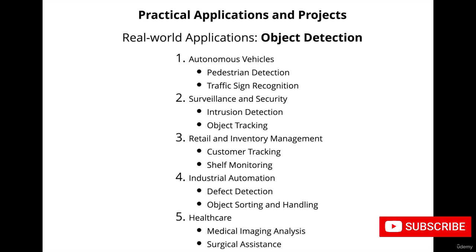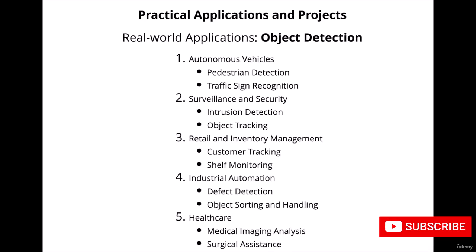Object sorting and handling. Object detection is employed in robotic systems for sorting, picking, and handling objects in industrial environments. It helps robots identify and grasp objects with precision, enabling automated assembly, packaging, and material handling tasks.